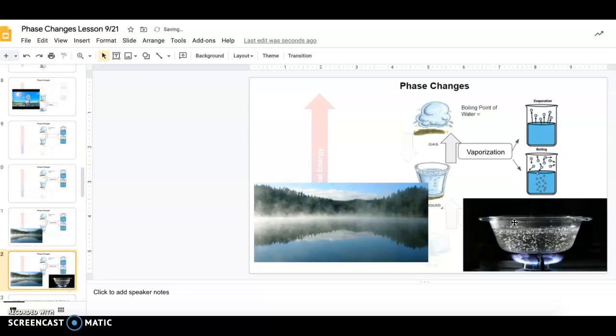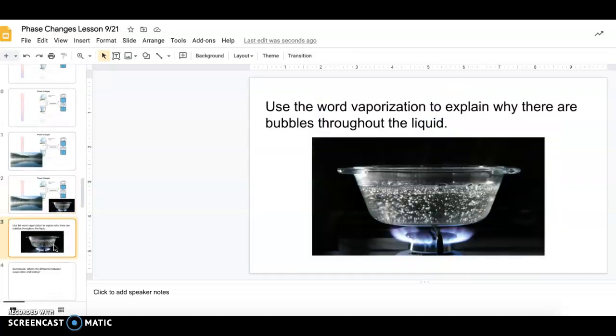And the second kind of vaporization is boiling. So if you've ever boiled water or watched someone boil water, that's vaporization because it's not just at the surface. There's little bubbles here. So why do those little bubbles form? Use the word vaporization.